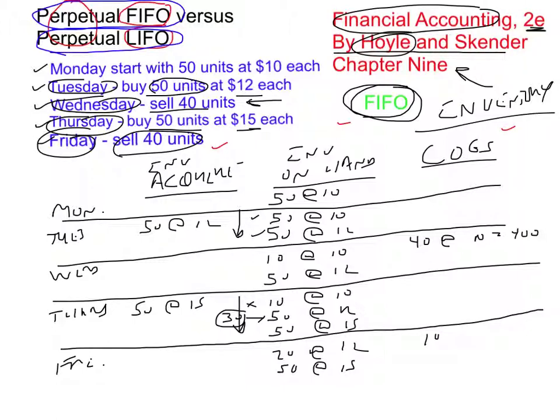Well, 10 of them went to cost of goods sold at $10 a piece, and 30 went to cost of goods sold at $12 a piece. And that's how you do a perpetual FIFO system. What is the question going to be? Well, the question's always going to be, how much is the ending inventory?